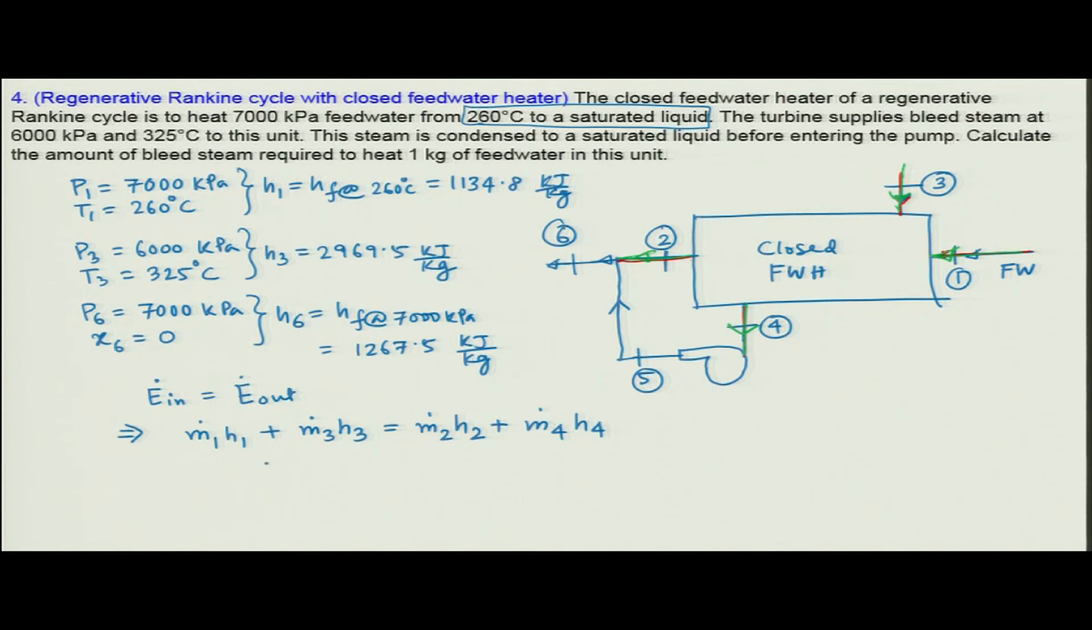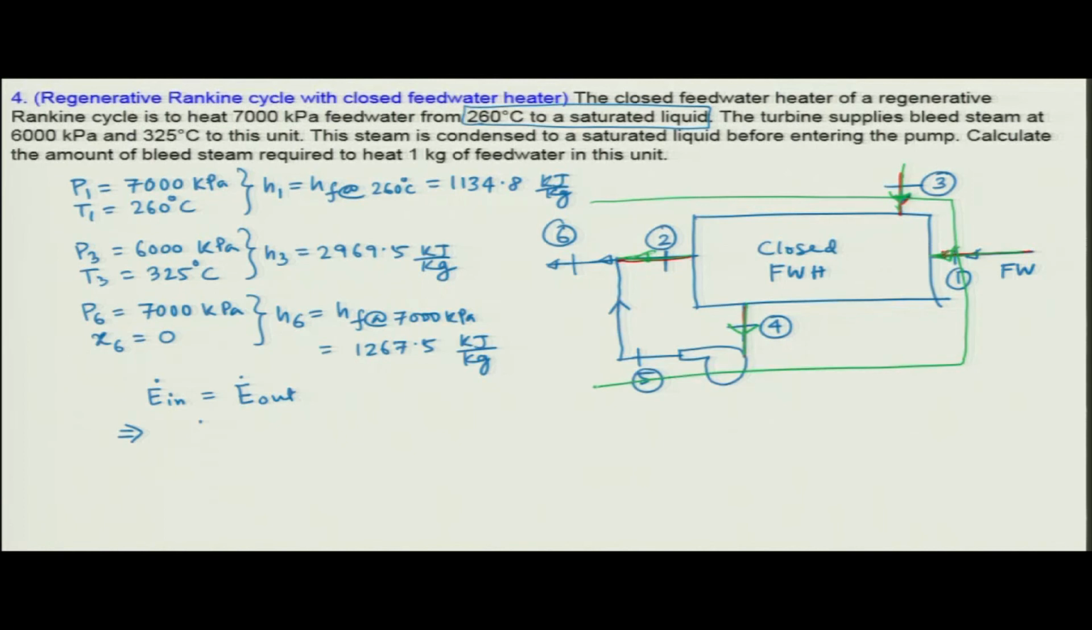So, I will do it in a different manner. I will not consider this as the control volume. I will use this one as a control volume, so let us say this entire thing is your control volume. In this control volume, there is feed water coming in at state 0.1 and steam coming in at 0.3. So, I can write m dot 1 H 1 coming in, and m dot 3 H 3 also coming in.